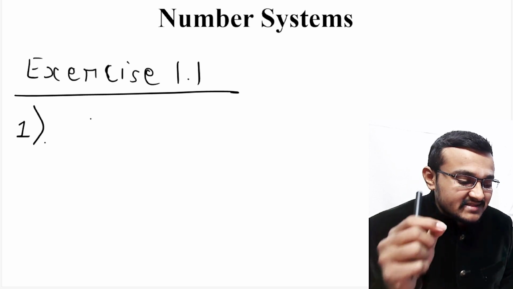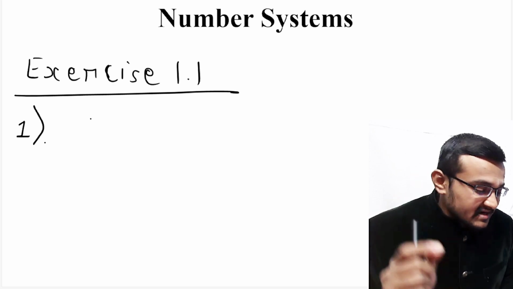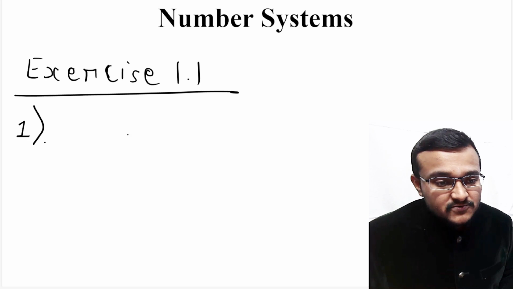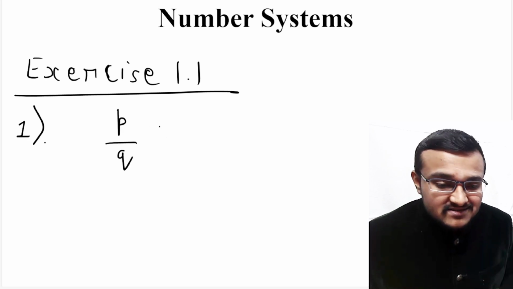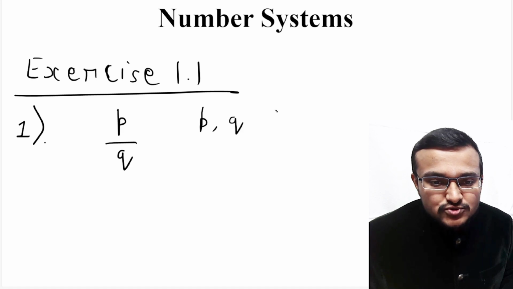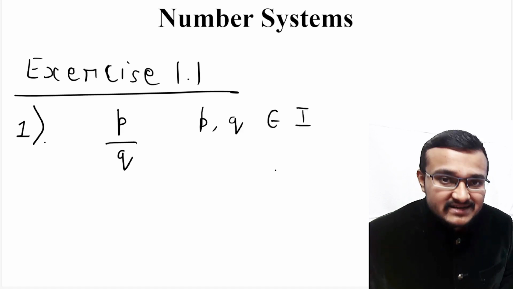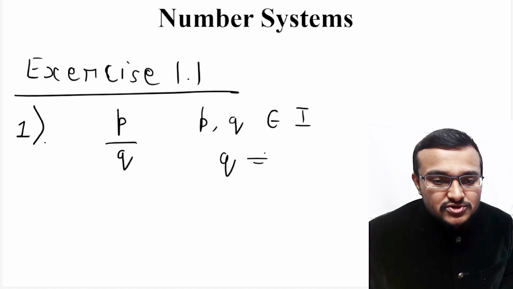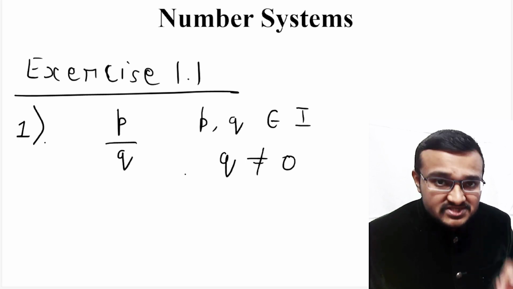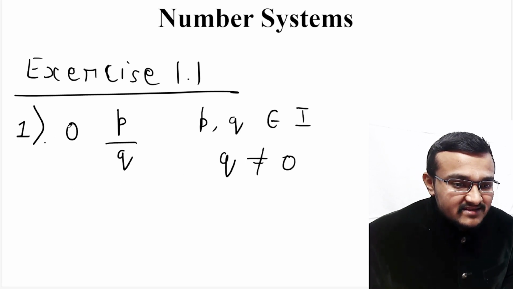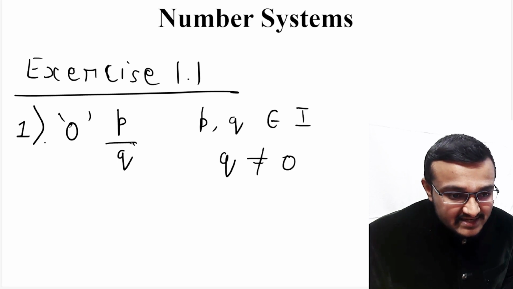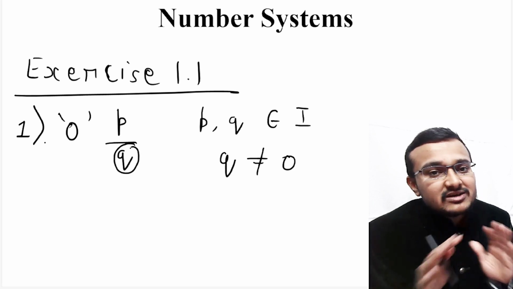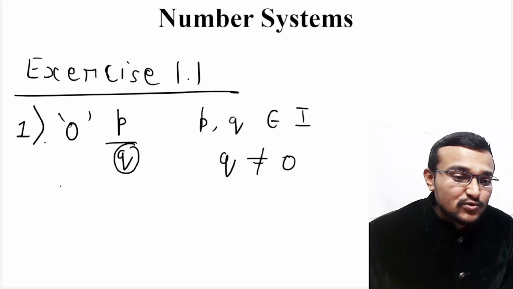Can you write it in the form of p by q, where p and q are integers and q is not equal to 0? So that means here p by q is a rational number where p and q should belong to the set of integers and also q should not be equal to 0. And here they are asking whether 0 is a rational number. So always remember, the denominator value should not be equal to 0, but in the numerator 0 can be there.